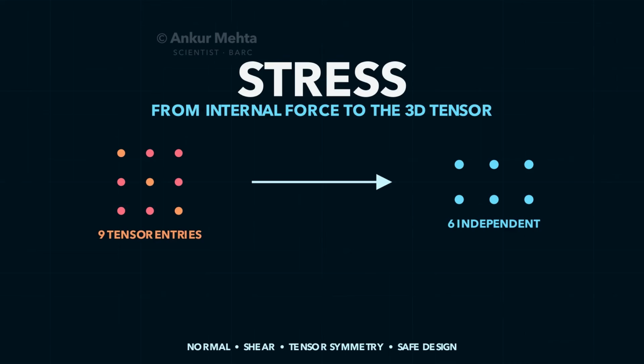A load is visible from outside, stress is what the material experiences inside, but here is the puzzle. At one tiny point inside a solid, we can draw 9 stress components, yet only 6 independent numbers are required. Why? To answer that, we will cut loaded bodies open, examine normal and shear actions, build the complete three-dimensional stress tensor, and finally connect it to safe engineering design.